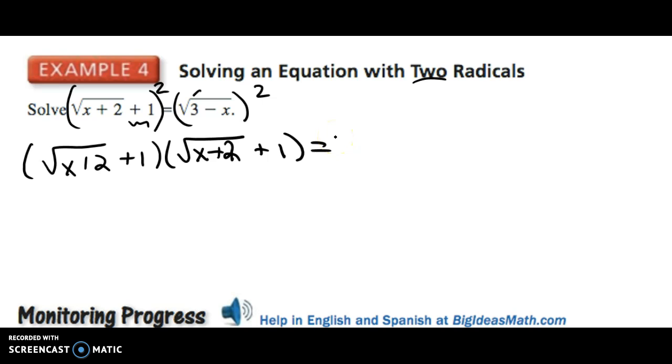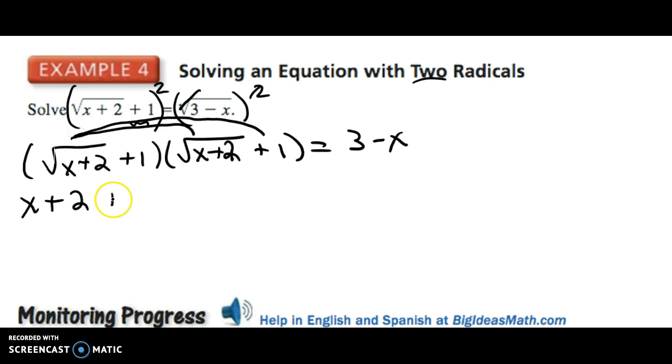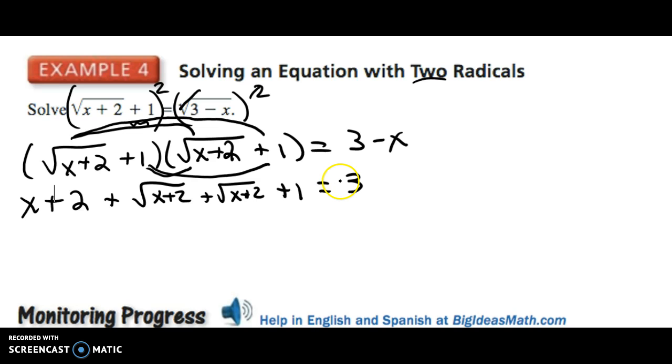On the right side, the square root and the square will cancel. So on the left, let's FOIL. The radical x plus 2 times a radical x plus 2. Yes, the radicals will cancel, and we're just left with x plus 2. Next, I have radical x plus 2 times a 1. So that's radical x plus 2. Now the inners, 1 times radical x plus 2 is radical x plus 2. Then 1 times 1 is 1. I'm going to combine like terms, like the 2 and the 1 can add, and the 2 radicals can add together.